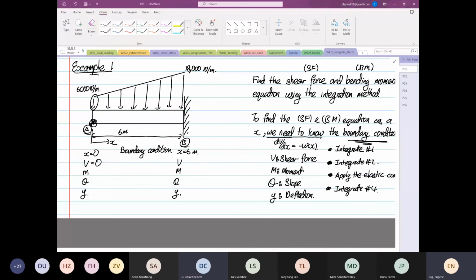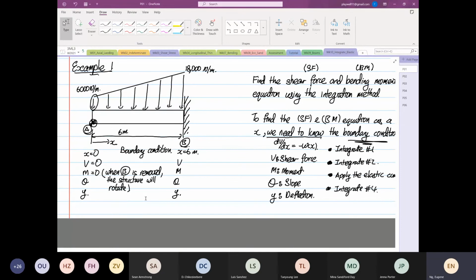0. Yeah, 0. And why is it 0? Because when point B is removed, the structure will rotate. Okay. And I don't want you all to worry about the other boundary conditions or theta and y, because we have not learned slope and deflection yet. It's okay. After the break, we'll come to it.